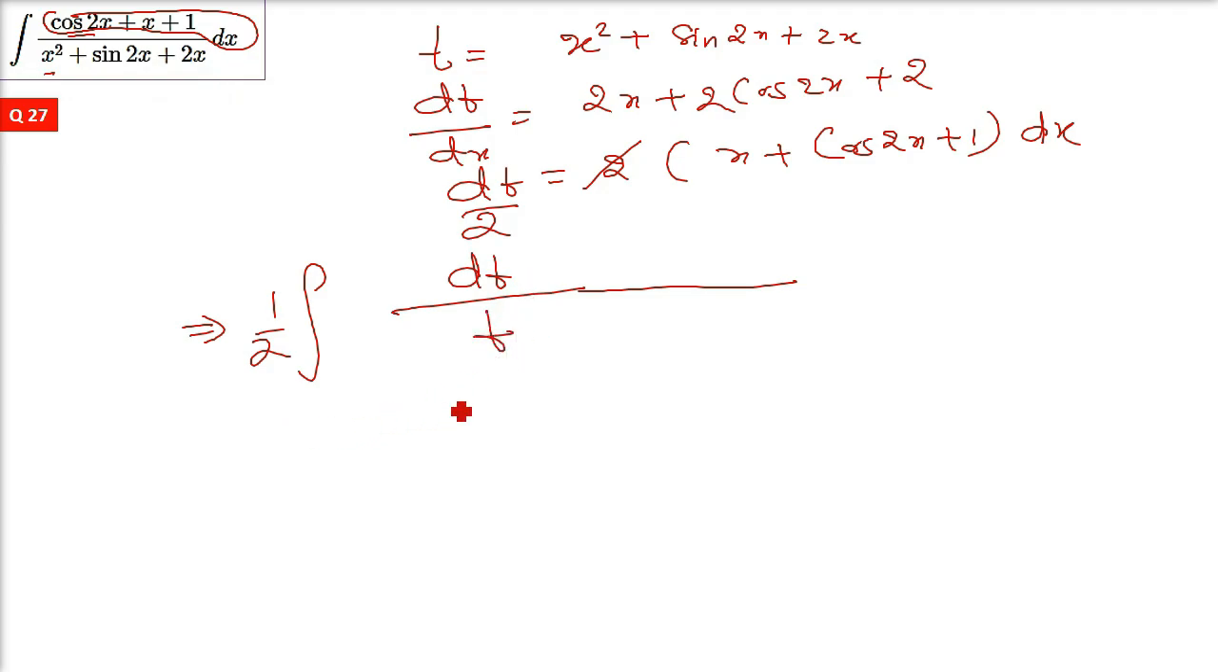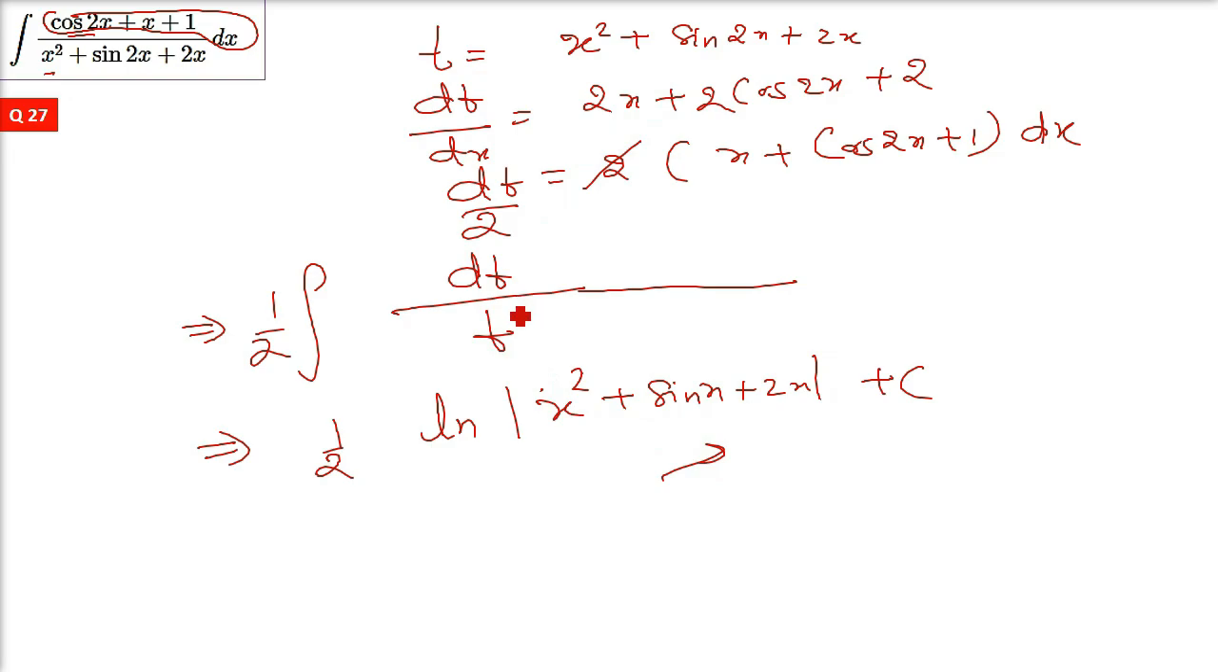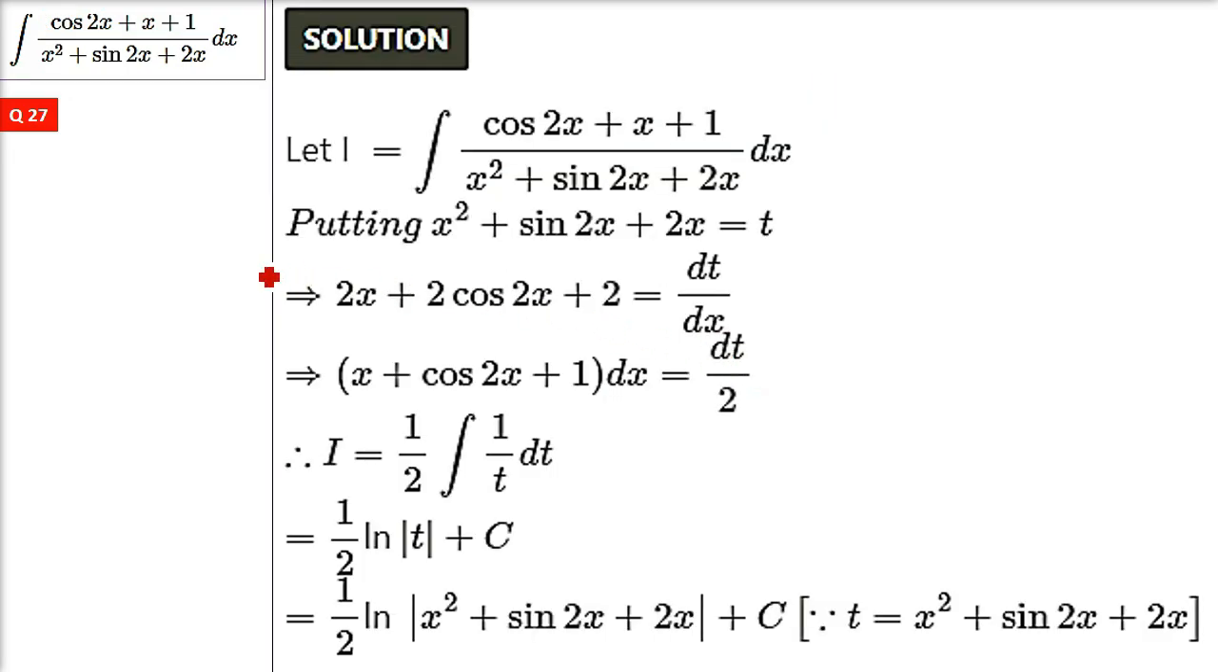So dt by t is just half ln modulus of t. That's the direct result which we have been doing until the 26 questions. So x square plus sin x plus 2x plus constant of integration. This is your result. t was x square plus sin x plus 2x. So this is the solution which you are going to write by yourself.